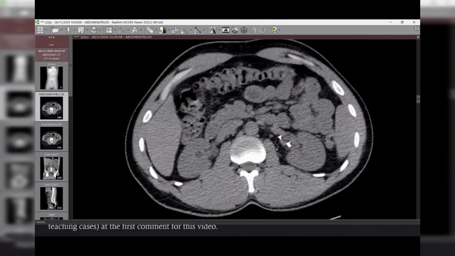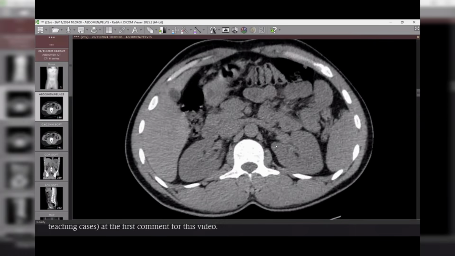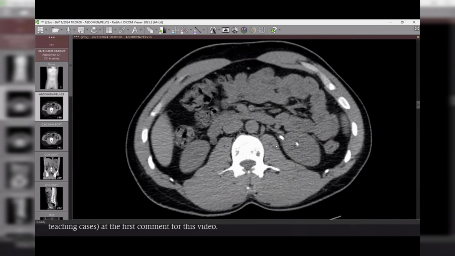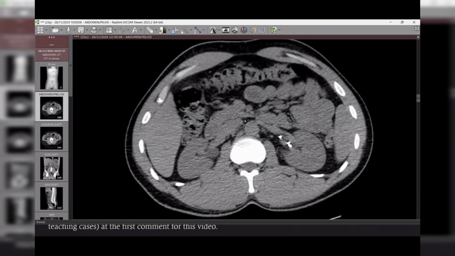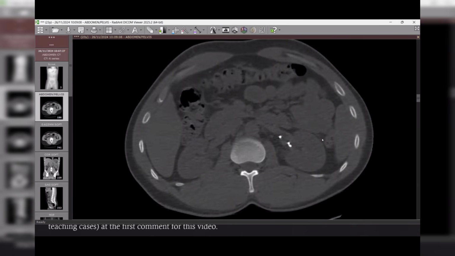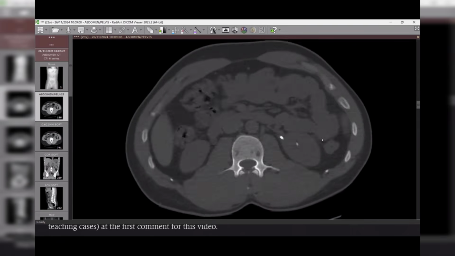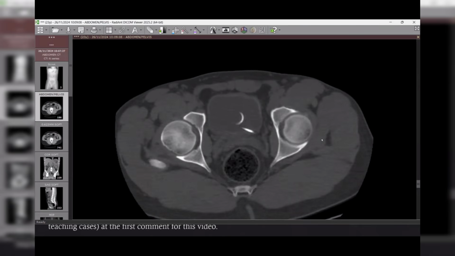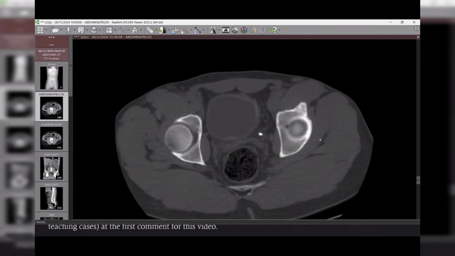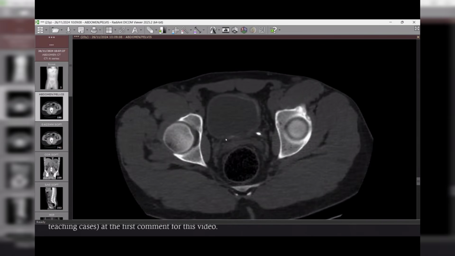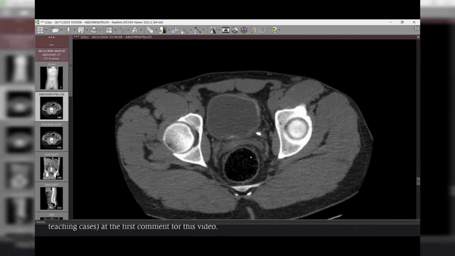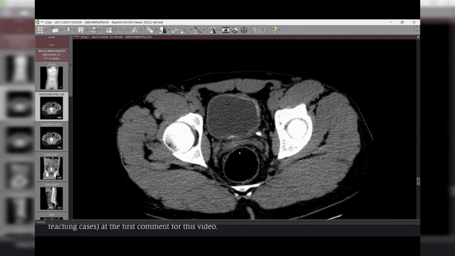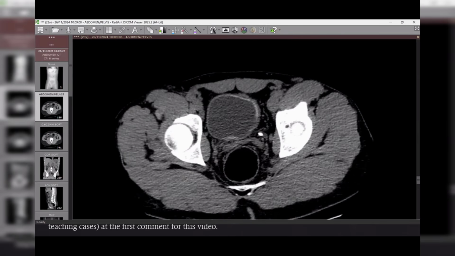Let's focus on this case because it's a simple case. To start with, we have a lower calyceal renal stone on the left side. But to judge if there are any stones beside the stent, you should change the window and check. We don't have any stones along the double J stent. As you described, we have diffuse mural thickening in the urinary bladder.